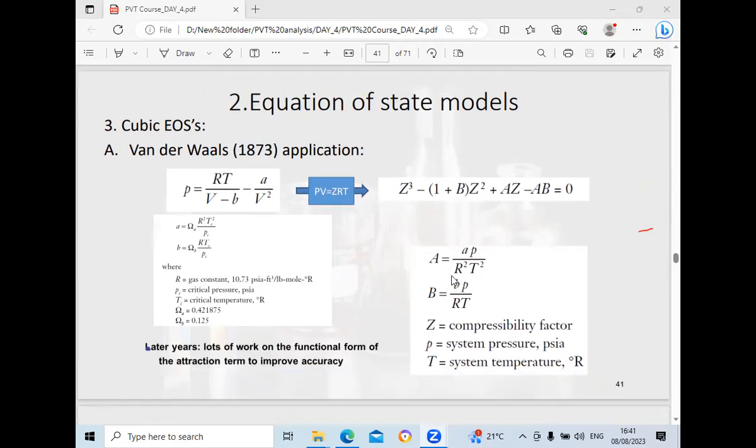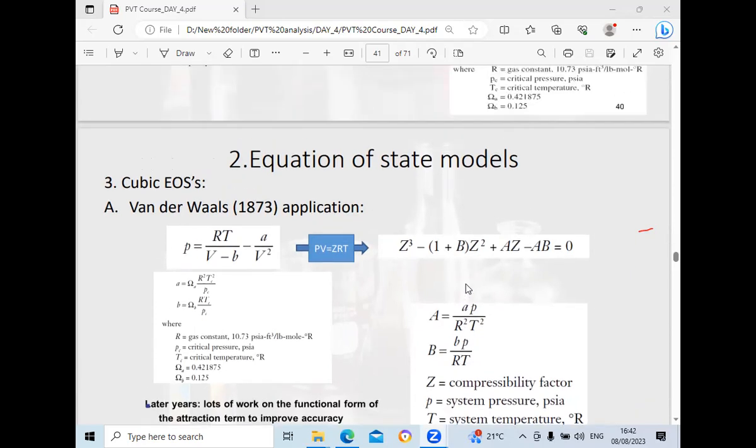And in this case, we have new parameters, capital A and B, that are defined in this manner. Our A now depends on small a, and our B now depends on small b. There are also other correlations that can be used to get the values of A and B. That's what we have here as A and B.